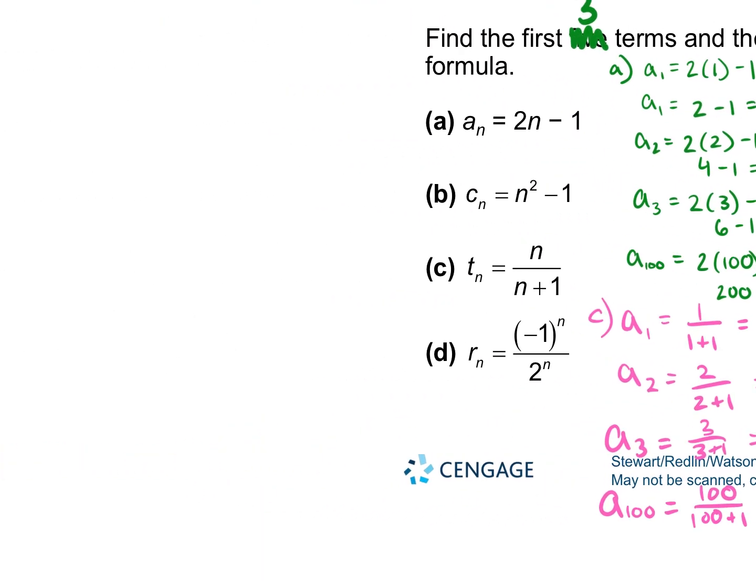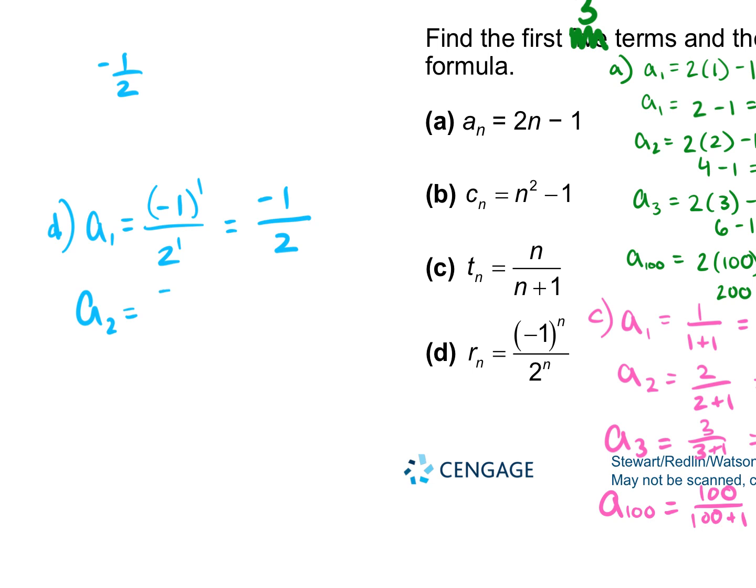Lastly, let's do D. So same thing, let's start by plugging in 1. So we have negative 1 to the first power over 2 to the first power. Negative 1 to the first power would be negative 1, and 2 to the first power is just 2. So our first term is negative 1/2. When we plug in 2, we get negative 1 to the second power over 2 to the second power. What's negative 1 to the second power? Positive 1. And 2 to the second power? 4. So the next term would be 1/4.